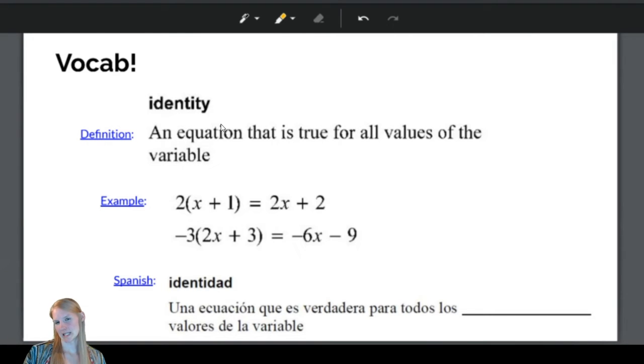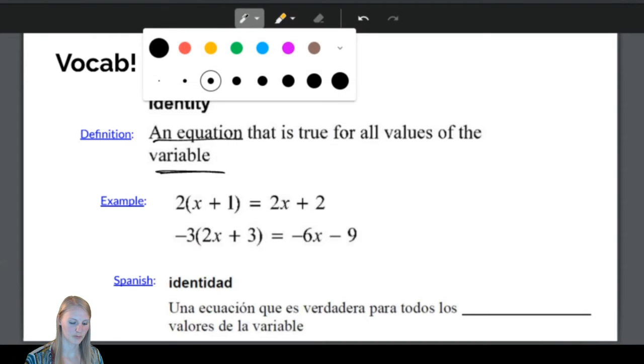An identity. What is an identity? Well, an identity is an equation that is true for all values of the variable. And in different areas of math, an identity means different things, so don't get confused. But an identity is an equation. It's a special equation. It's an equation that no matter what the variable is, the equation is true. I can put any number into this equation and it'll be true.